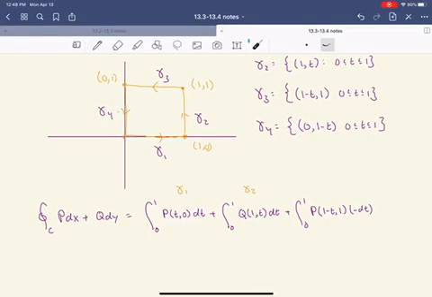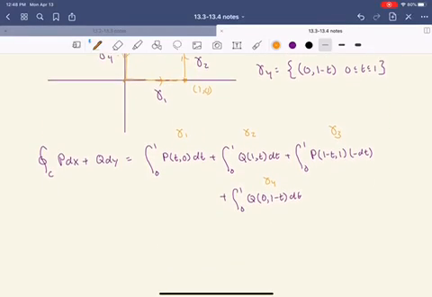Now this piece is going to be plus the integral from 0 to 1 of q of 0, 1 minus t dt. Okay, so let me just write this. This was our gamma 3. This was our gamma 4.